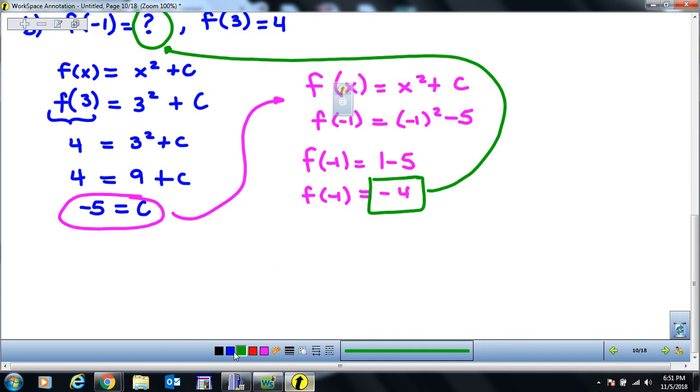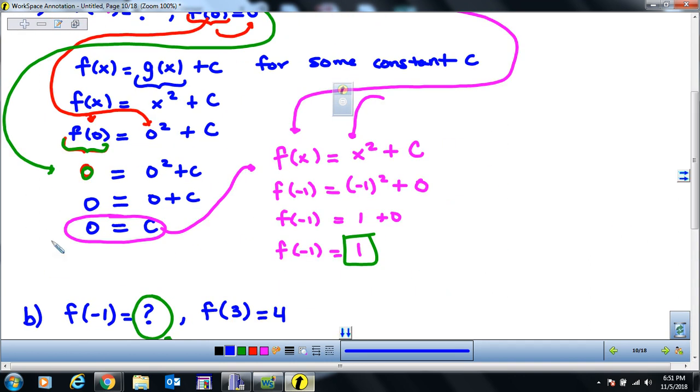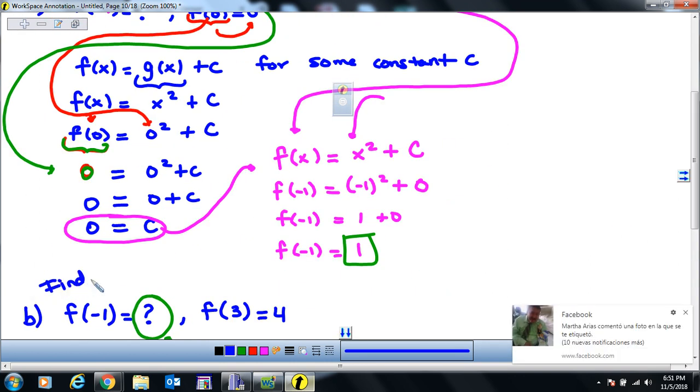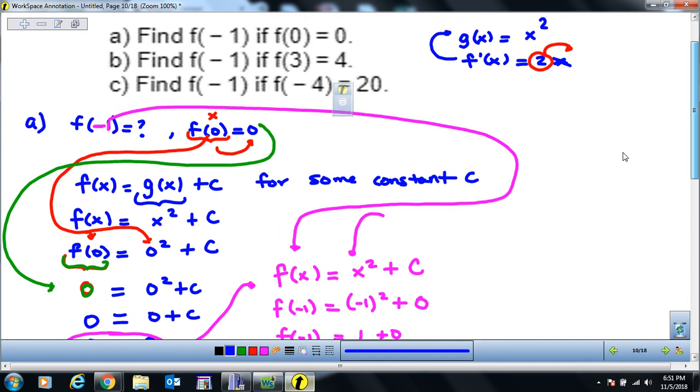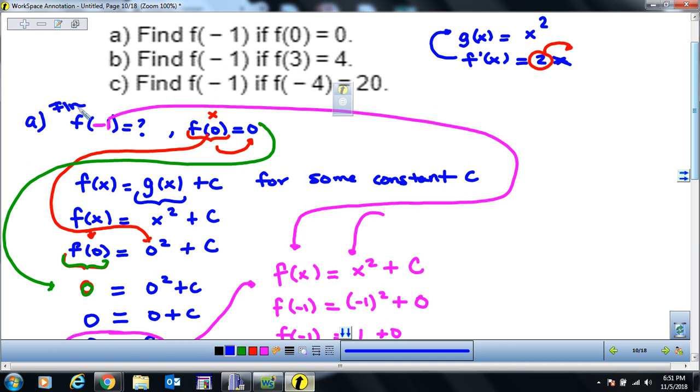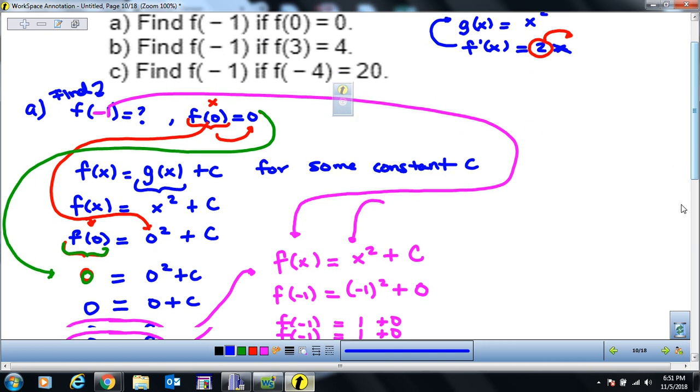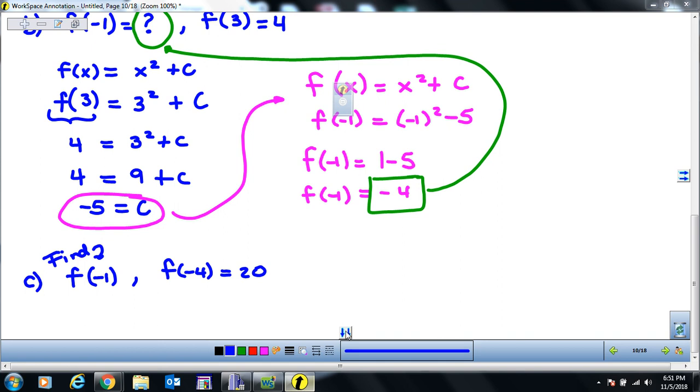One more. Let's do letter C. So given for letter C, find f of negative 1, given that f of negative 4 is 20. So I need to find this, right? Also here I didn't say that that's what I wanted to find. Here I was also trying to find this. It was there, right? Just wanted to write it again.